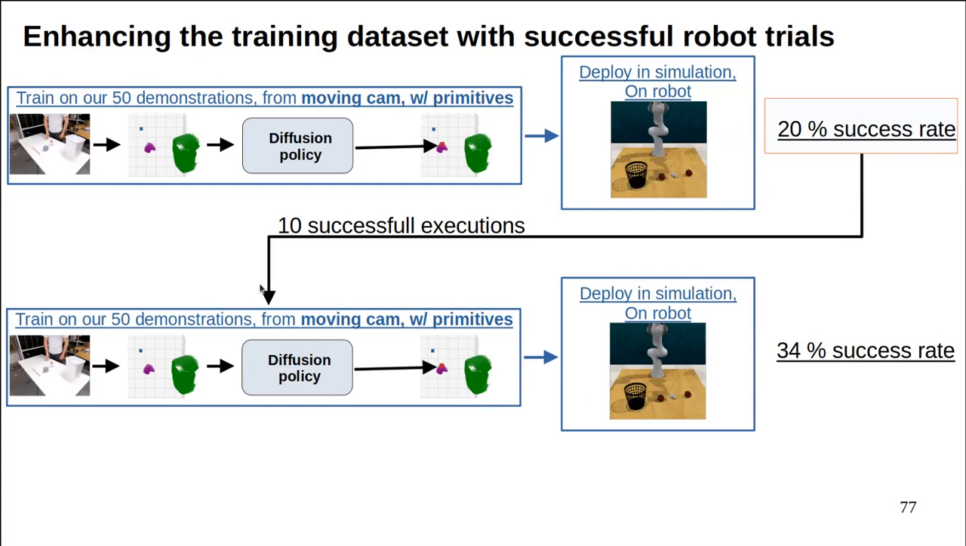But then you can loop like that again and again. As soon as you deploy your model and get this 34% success rate, you can again take, let's say, 10 more successful executions, put them again in the training set, and improve again and again the performance of your policy.